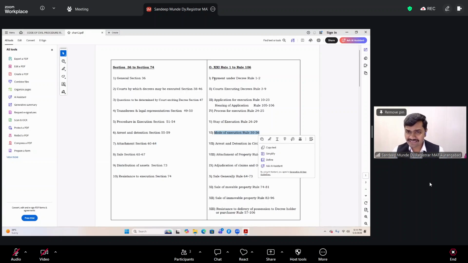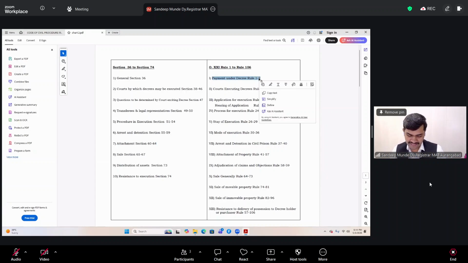When there is a decree for the payment of money, what do rules 1 and 2 state? Rules 1 and 2 of Order 21 deal with payment under decree: modes of paying money under decree and payment out of the court to the decree holder. If it is a decree for payment of money, it can be executed by depositing the money into the court, or by handing over the money to the concerned party.